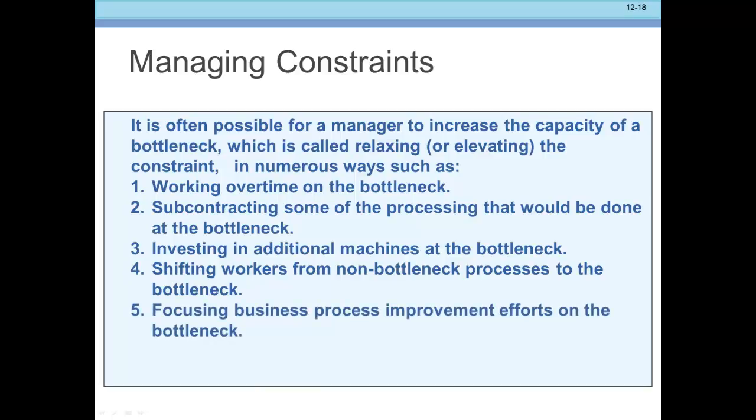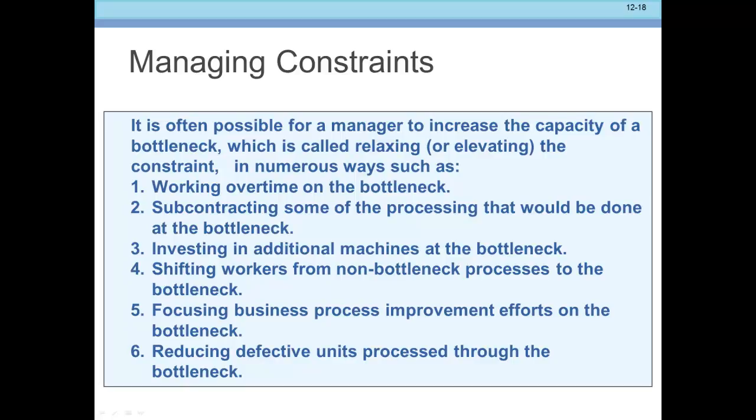Managers would focus on process improvement around the bottleneck. Any improvement that doesn't increase the bottleneck is considered a waste. And then by reducing defective units that are processed through the bottleneck, which frees up more space for units that are good quality. All these things would help open up the bottleneck, which would increase production output.